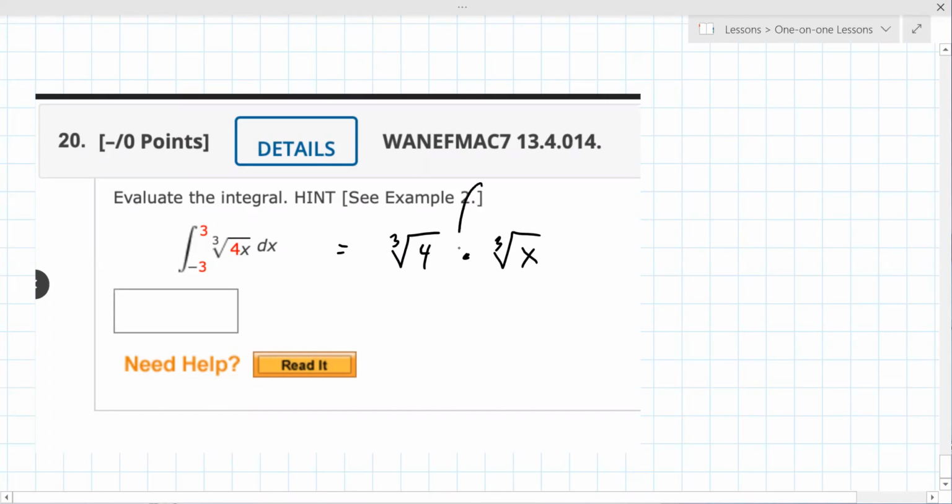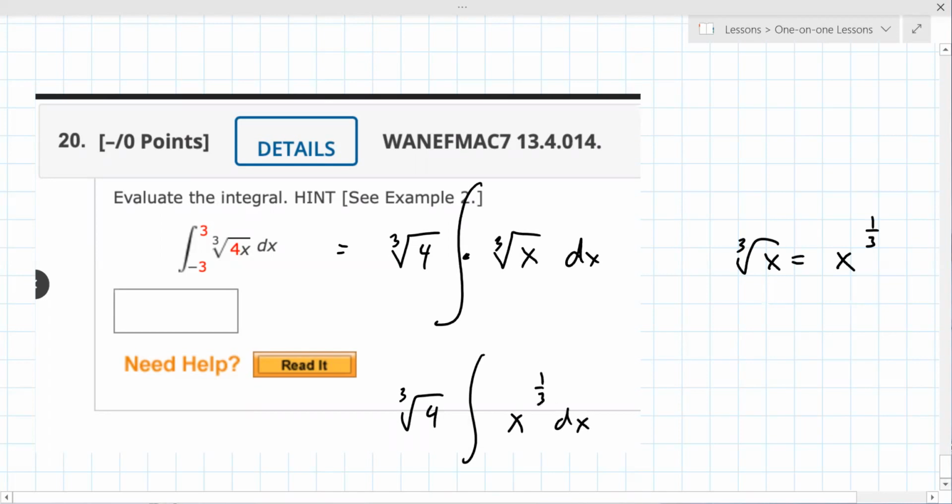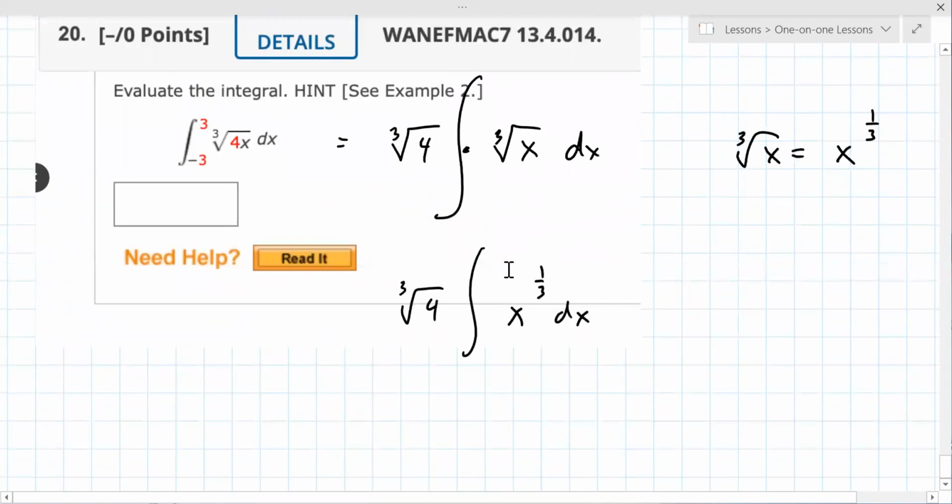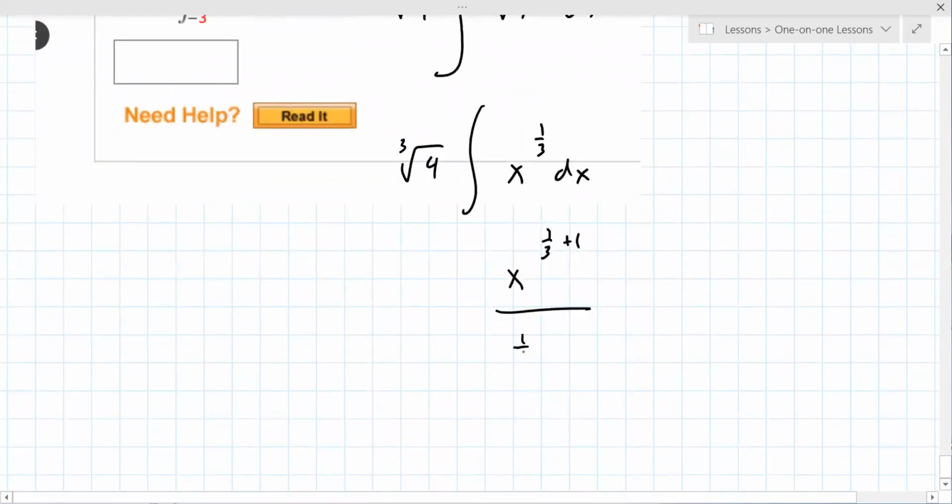So you're really just doing the integral of the cube root of x, and the cube root of x is x to the 1/3 power. So this is a number, cube root of 4, great. Integral x to the 1/3 power dx. Oops, I'm sorry. So the power rule, right? We're going to add 1 to this exponent, x to the 1/3 plus 1 over 1/3 plus 1, times cube root of 4. And then we're evaluating this from minus 3 to 3.